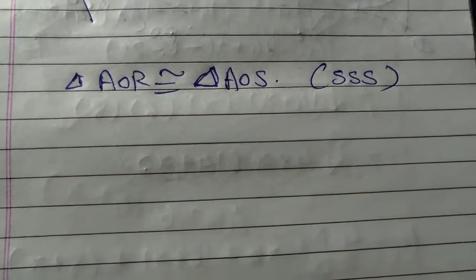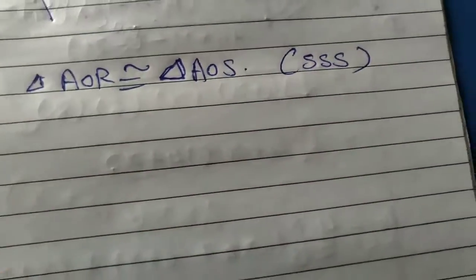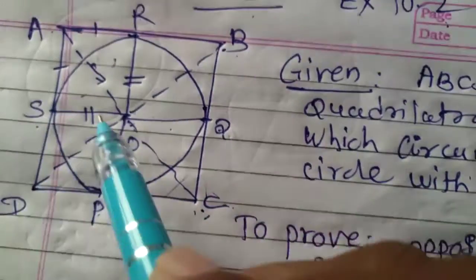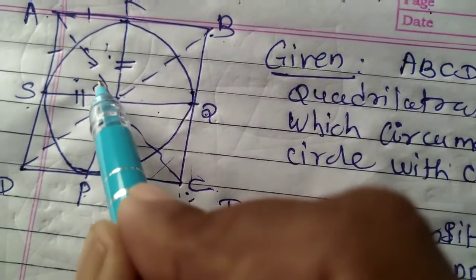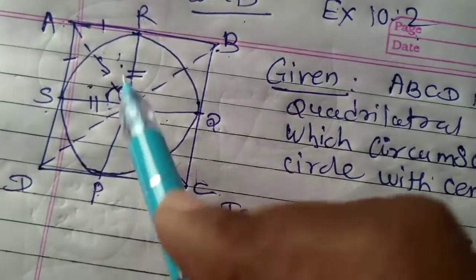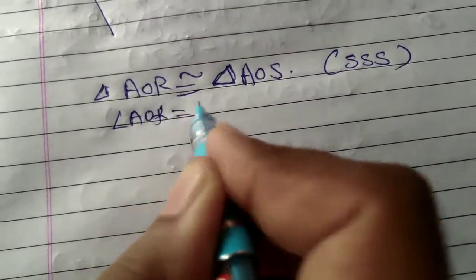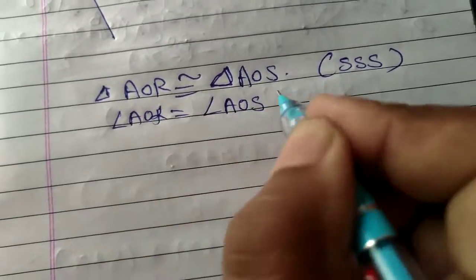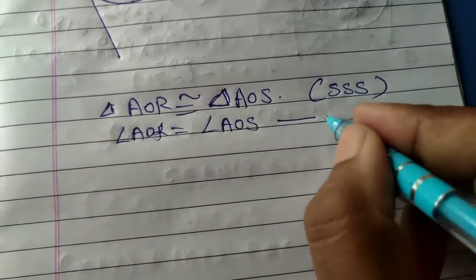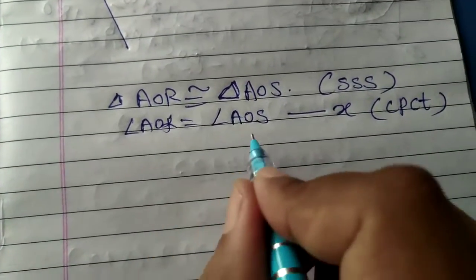By SSS criteria the triangles are congruent, and if the triangles are congruent we can write that corresponding angles are equal. This angle and this angle are the corresponding angles, which are also equal. Angle AOR equals angle AOS, by CPCT, and let the measure of that angle be X.